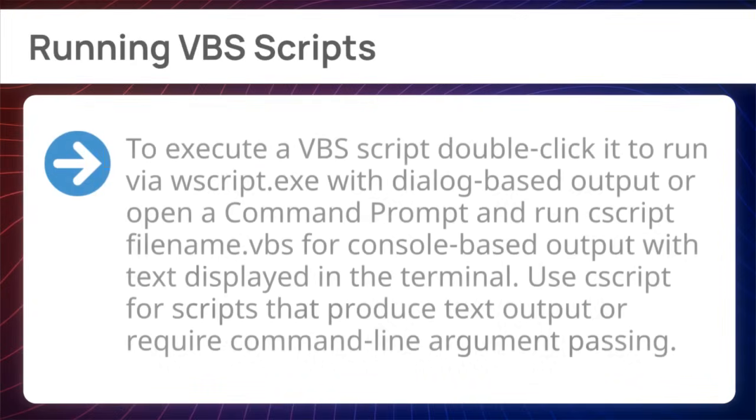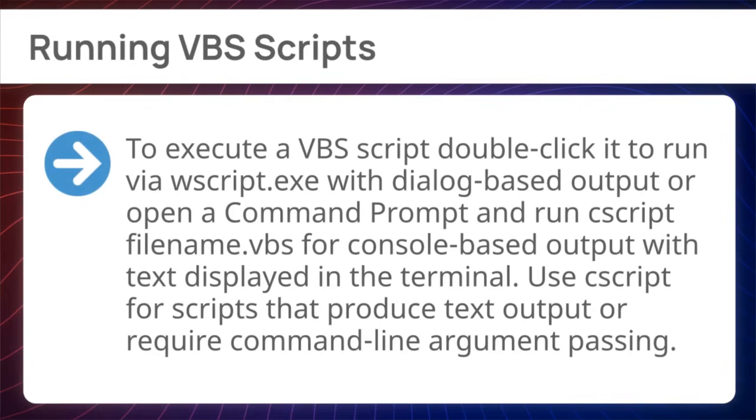Next, running VBS scripts. To execute a VBS script, double-click it to run via wscript.exe with dialog-based output, or open a command prompt and run cscript filename.vbs for console-based output with text displayed in the terminal. Use cscript for scripts that produce text output or require command line argument passing.